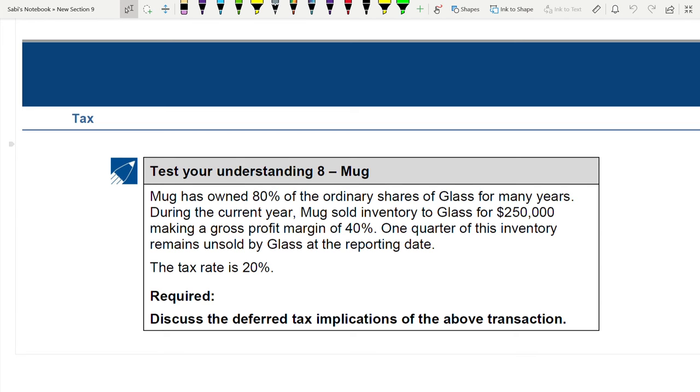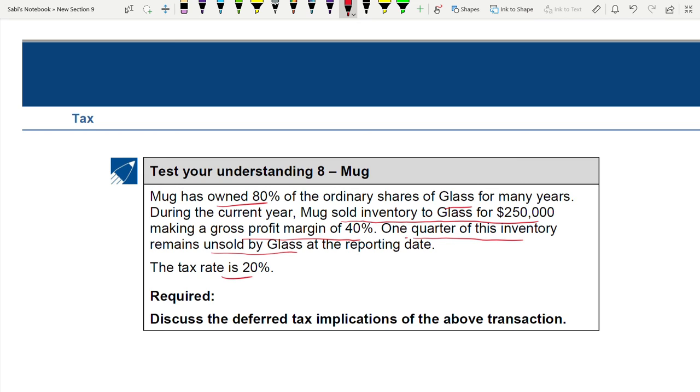Test your understanding 8. Here, Mug owns 80% of the ordinary shares of Glass. During the current year, they sold inventory to Glass for 250,000 with a gross profit margin, and one quarter of this inventory remained unsold by Glass, and the tax rate is 20%. Always understand who sold to whom, parent or subsidiary, because the one who is selling is the one who is going to realize and going to have an impact of unrealized profit. So here Mug, the parent, sold to the subsidiary with a gross profit margin.